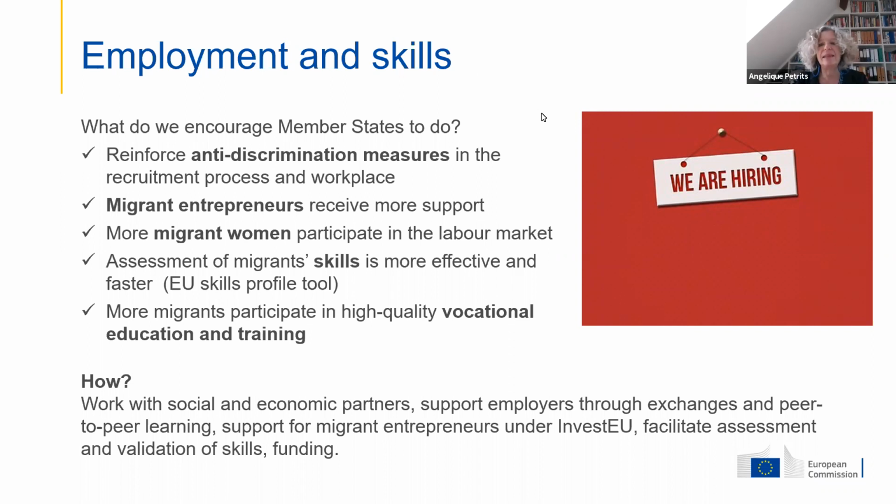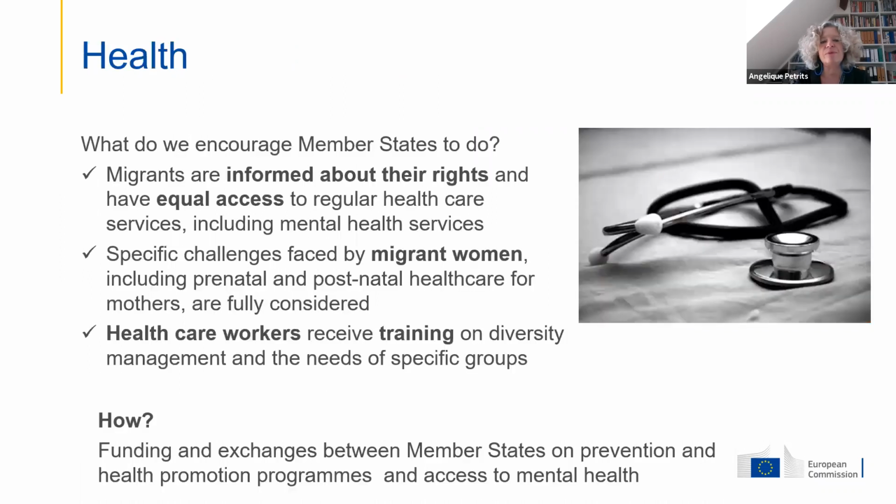So health is the third area. The next slide. So in terms of health, what we would like member states to do: first, migrants should be informed about their rights and have equal access to regular health care, including mental health services. And this is very important because, especially refugees, have experienced traumas arriving in Europe, so they need to have access to mental health.